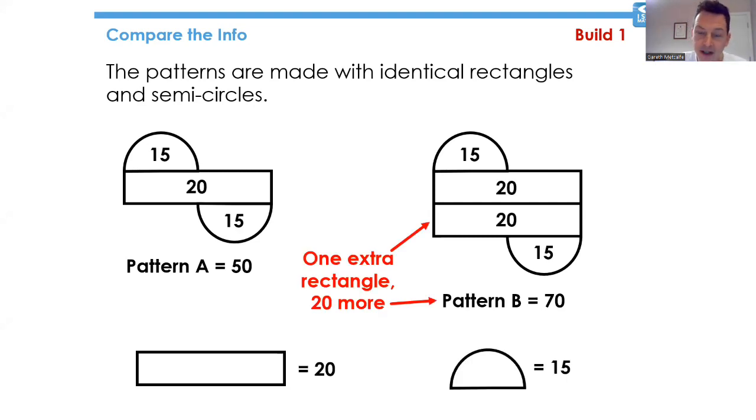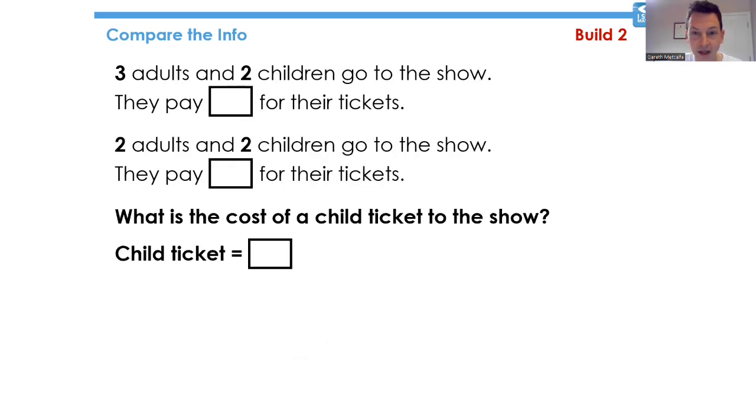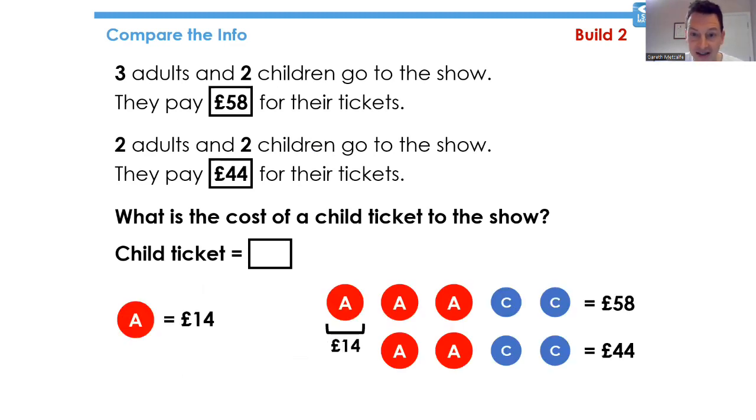Then from there, we have a look at a question which involves the same deep structure of the maths, but with a slightly different presentation, where again, children need to compare the images to derive the heights of the rectangle and of the square. Following on from that, we have a question which has a very different presentation, but really the same underlying structure. 3 adults and 2 children go to the show and we have values, and 2 adults and 2 children. We need to compare the information and then derive the value of an adult ticket and of a child ticket.